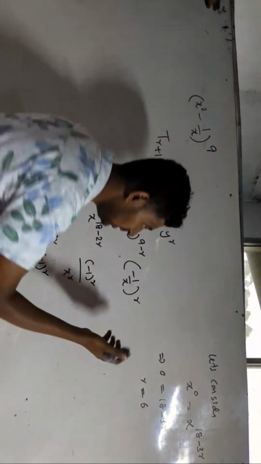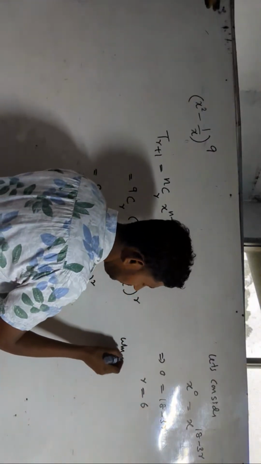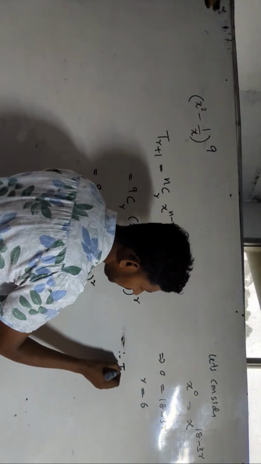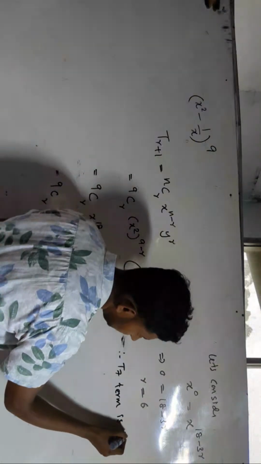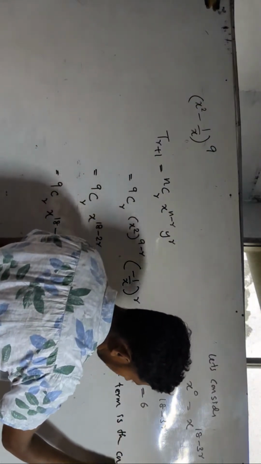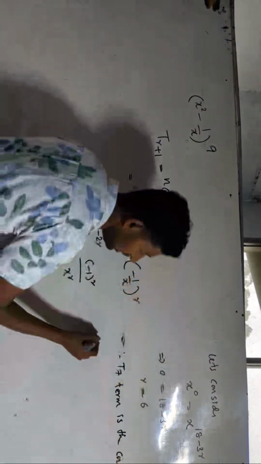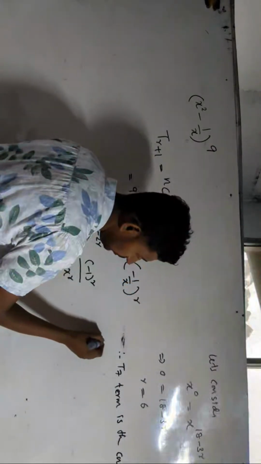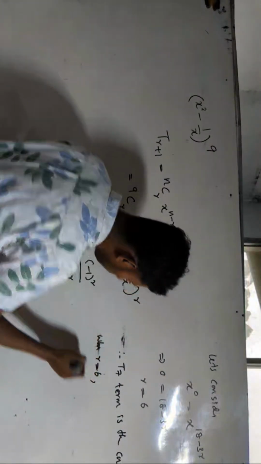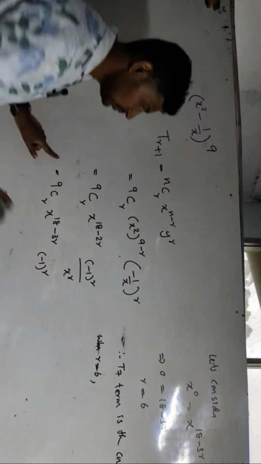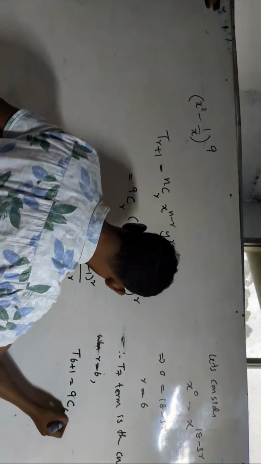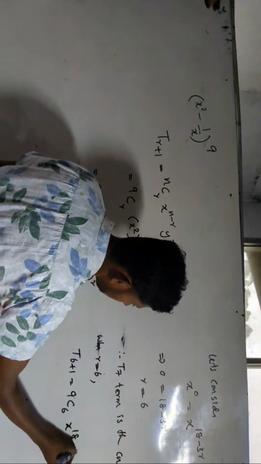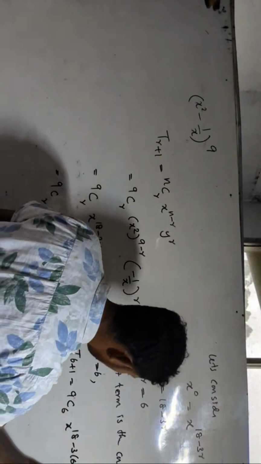Got it? So here I'm going to write down, the T7 term is the constant. So I'm going to find out that term. I'm going to apply r equal to 6 for this one. So that means T(6+1) is equal to 9C6 x to the power of 18 minus 3 into 6 and minus 1 to the power of 6.